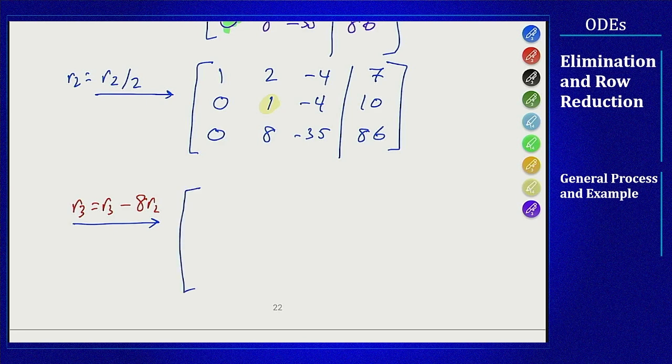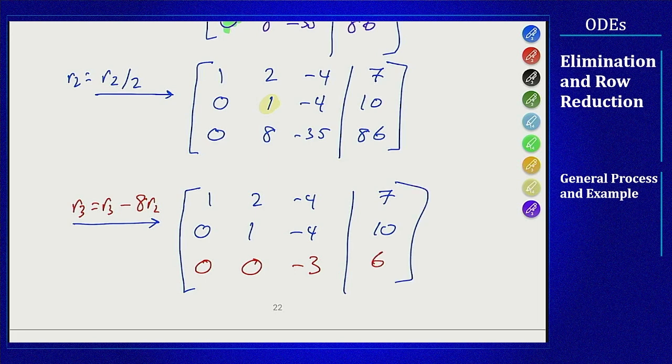Now the first 2 rows stay the same. And for the third row, that's still a 0 because it's 0 minus 8 times 0. We have 8 minus 8 times 1, which is 0. We have -35 minus 8 times -4. -35 plus 32 is -3. We have 86 minus 8 times 10. 86 minus 80 is 6.